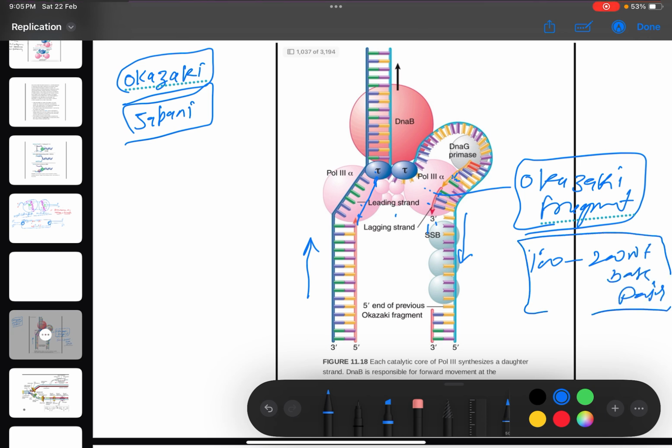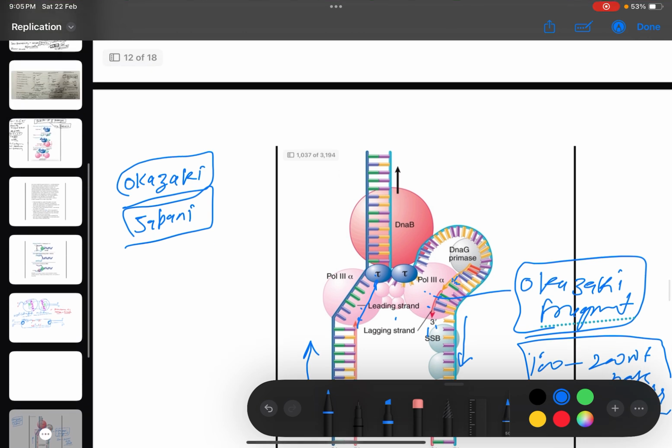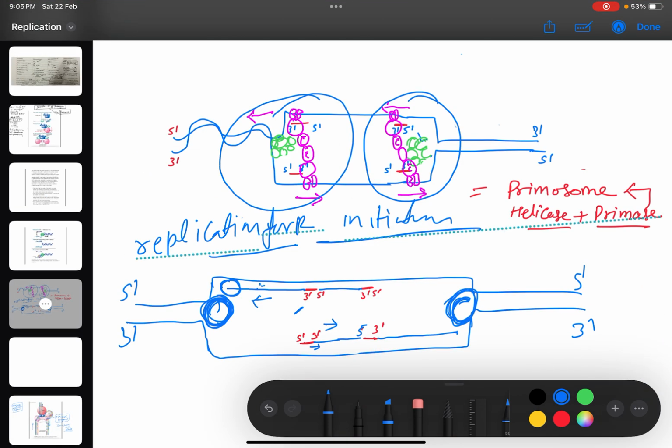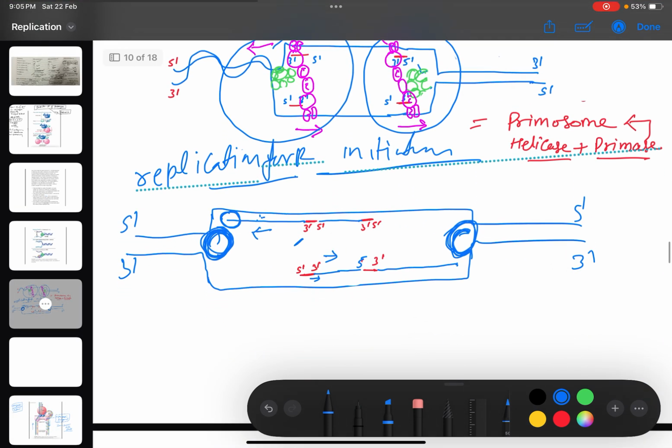He was the scientist who told that DNA replication does not occur continuously. It occurs in small fragments on one strand, while the other strand is produced continuously. So like this, this condition occurs.